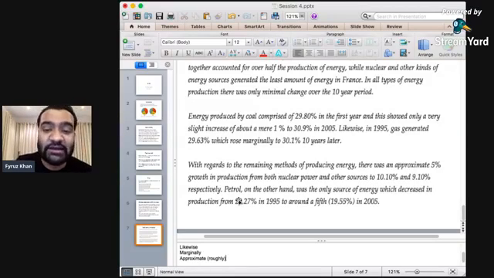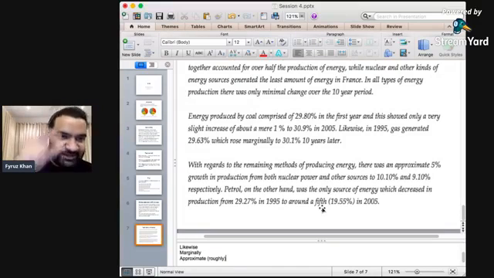Petrol, on the other hand, was the only source of energy which decreased in production from 29.27% in 1995 to around a fifth. Again, this is a great way of explaining. Fifth means what? 1/5. 20% is 1/5. 20, 20, 20, 20, 20. If you add 5 times, it becomes 100%. So 1/5, around a fifth.